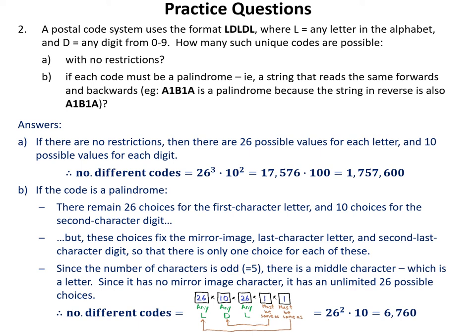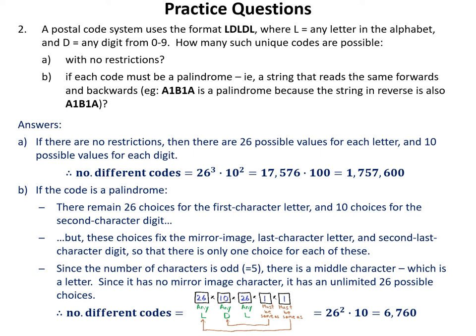For part B, if the code must be a palindrome, then we proceed as follows. There's a diagram on the bottom of the slide here that shows how we can fill in these characters in terms of the number of choices for each. So each character is represented by a box, and we can see inside the number representing the number of choices. We start with the first character, which is a letter, and we have 26 choices for that. So in other words, there's no restrictions yet. Similarly, for the second character, which is the first digit we see, we have 10 choices at this point. So we have 26 times 10.